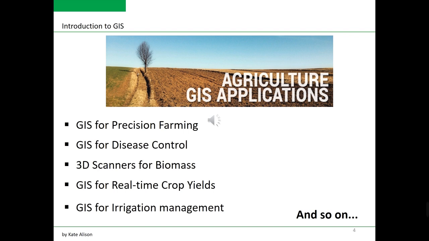We can use GIS for real-time crop yields, shifting to real-time crop monitoring and targeted automated response with drones and precision watering sensors. We are also using GIS for irrigation management. GIS could be used, for example, to capture irrigation infrastructure for land management decisions. And this list does not stop here, it could continue with other different applications of GIS for agriculture.